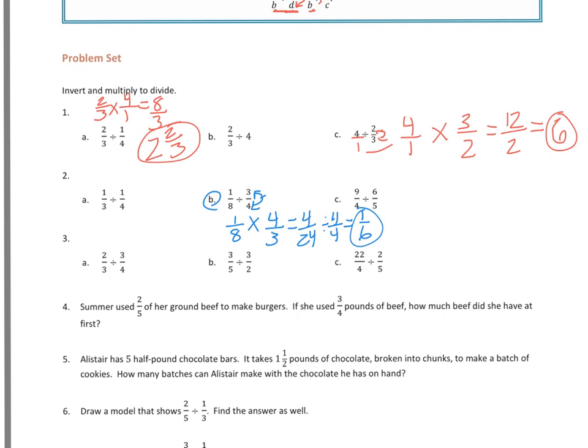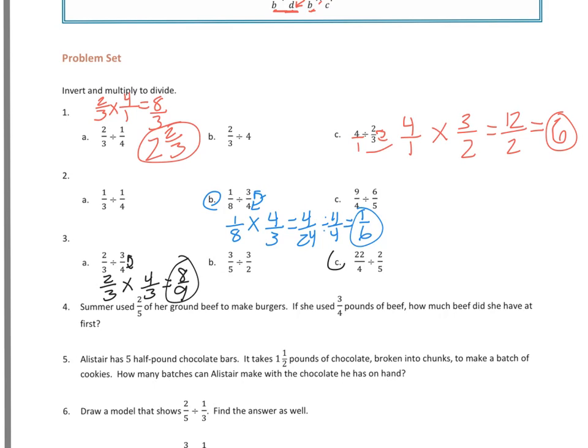So we'll go to A for this next one, 3A, 2/3 times, and I'm going to invert 3/4 to 4/3. And I'll have 8/9. And I'm just multiplying across once I get to that point.